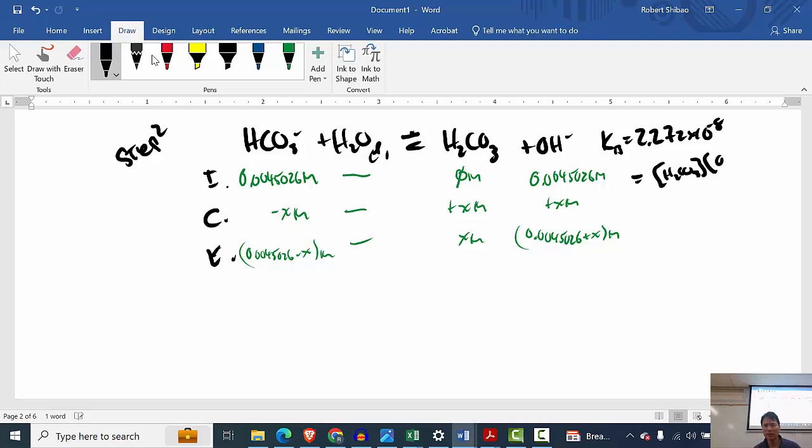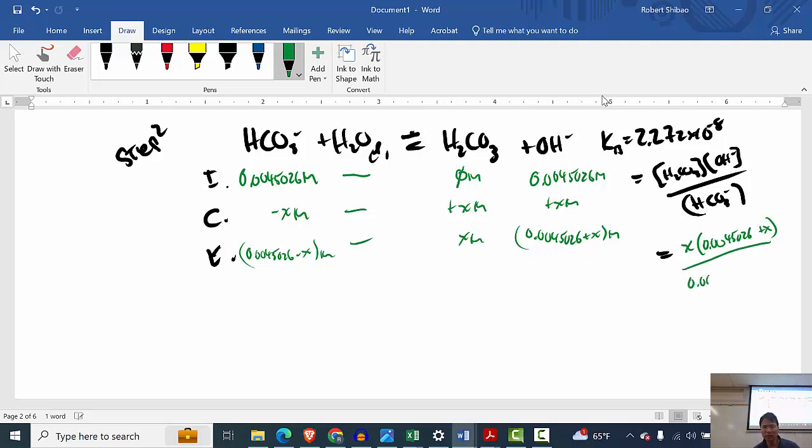So this is going to equal the carbonic acid concentration at equilibrium times the hydroxide concentration at equilibrium divided by the bicarbonate concentration at equilibrium. And this is just going to give us X times 0.0045026 plus X divided by 0.0045026 minus X. All right, here I feel pretty good about the simplifying assumption because K is pretty small and I have product here to begin with, and so I would go ahead and use the simplifying assumption in this particular case. Well, I use it in all cases, so it just makes the math a lot easier. And then just check it.